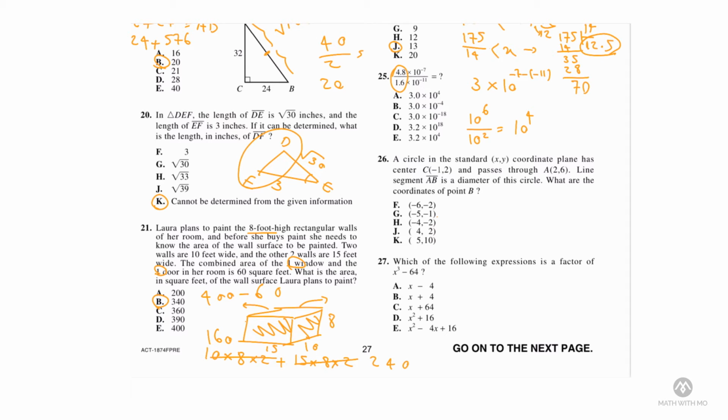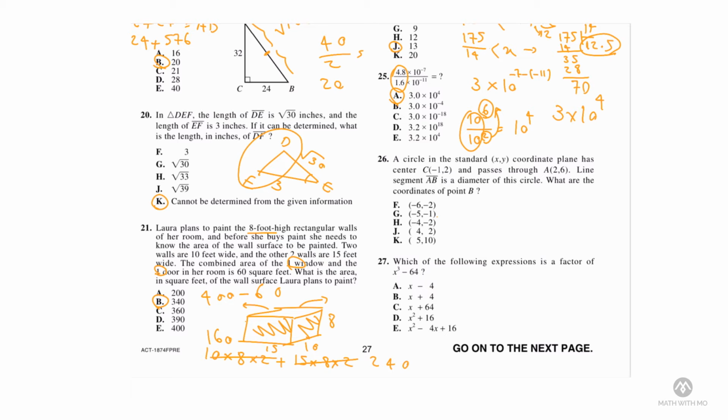Why? Because when you divide, when the bases are the same, you can just subtract 2 from 6. 10 to the power of 4. So the same thing I'm doing here. I'm subtracting the exponents. So it's basically 3 times 10 to the power of 4.